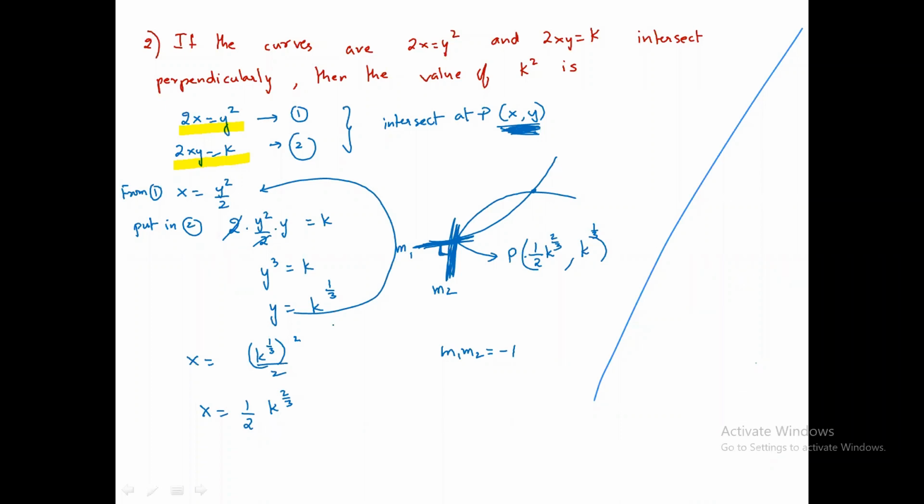Now after getting x and y, I know the point. Now I must know the slope. How will I know the slope of the tangents? I have to take the curves. So first I will take 2x equal to y square. I will find the slope. Slope means I have to find the derivative.